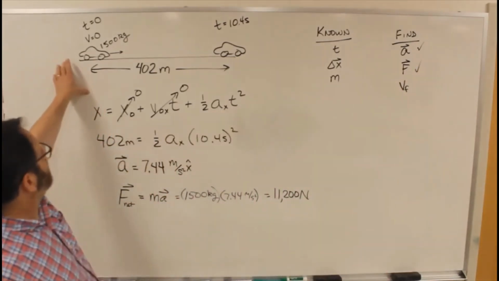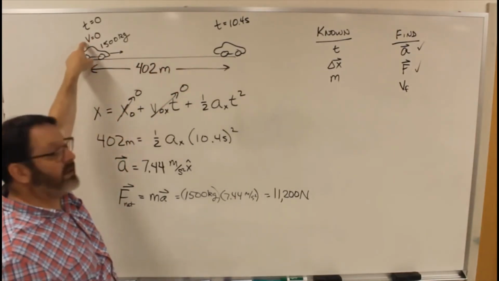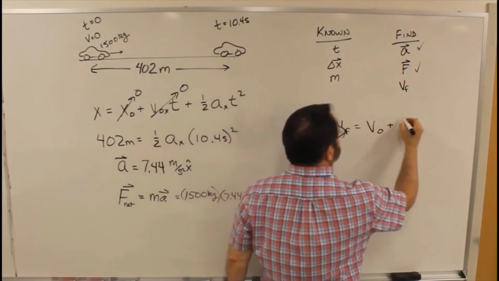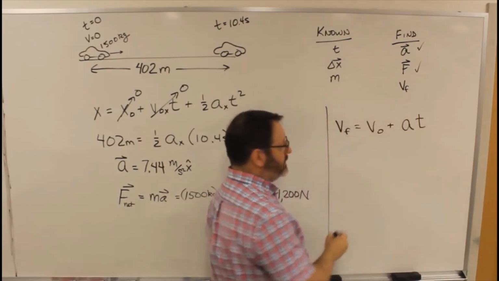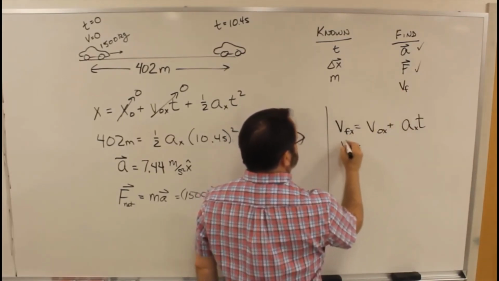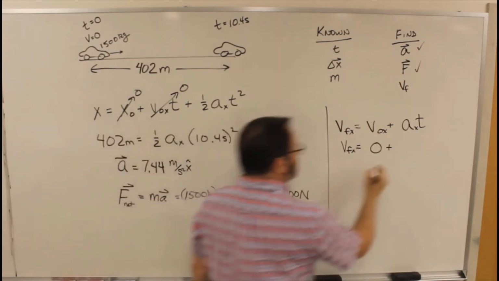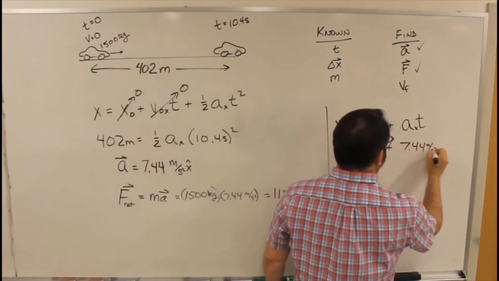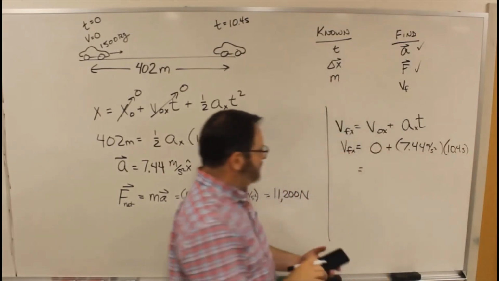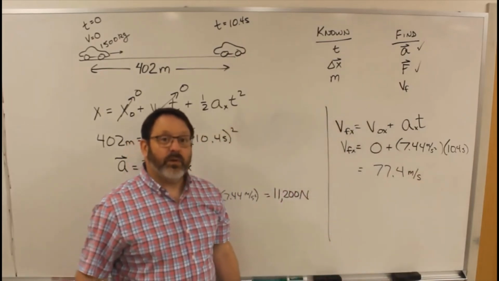Final velocity. Now that we have acceleration and time, and initial velocity, we find the final velocity. The final velocity is initial velocity plus acceleration times time. So a_x, v naught x, final in the x. So v final, that's what we're looking for. V naught, that was 0, plus 7.44 meters per second squared times 10.4 seconds. That gives about 77.4 meters per second.